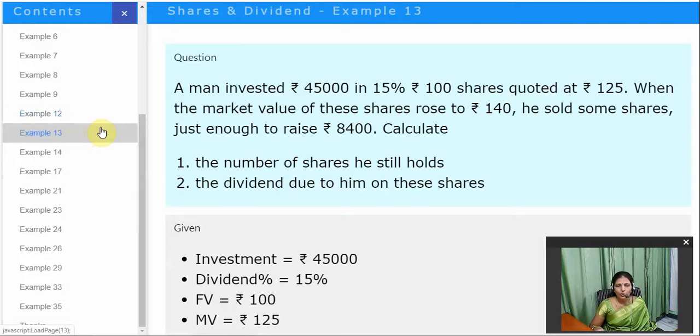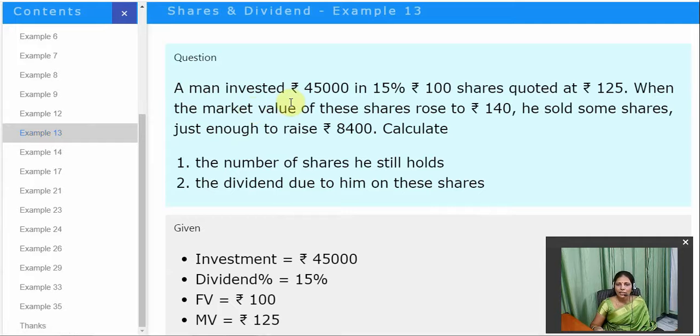In today's video, we will look into a few sums from shares and dividend. In the previous video, we saw some sums from this chapter, and today again we will see another set of sums. Right now, this sum, let me read the question.